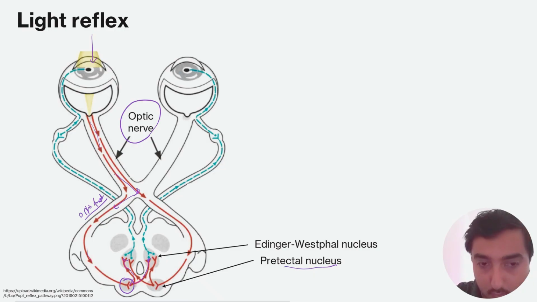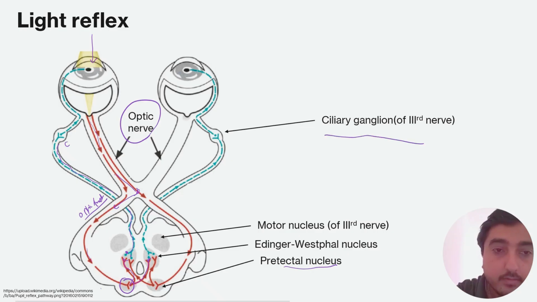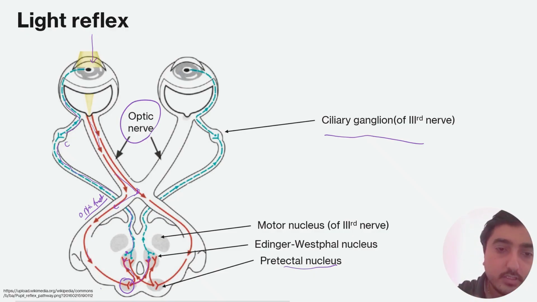and from the Edinger-Westphal nucleus, it gives rise to the third order neurons that travel along the oculomotor nerve, reach the ciliary ganglion, and from the ciliary ganglion, the short ciliary nerves supply the ciliary muscles and the pupillary constrictors and our pupil constricts. So as you can see, the fibers are crossing here in the midline of the posterior portion.